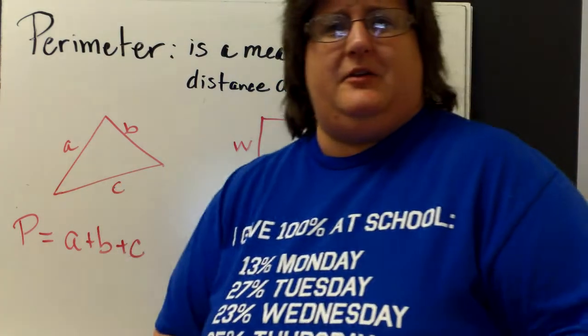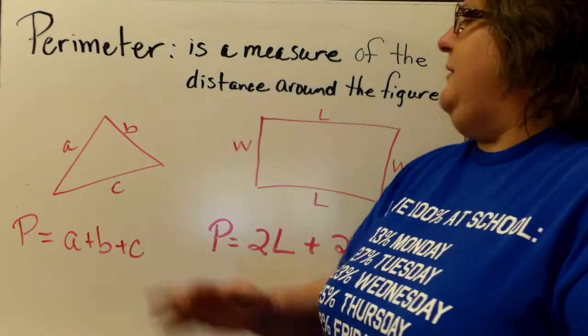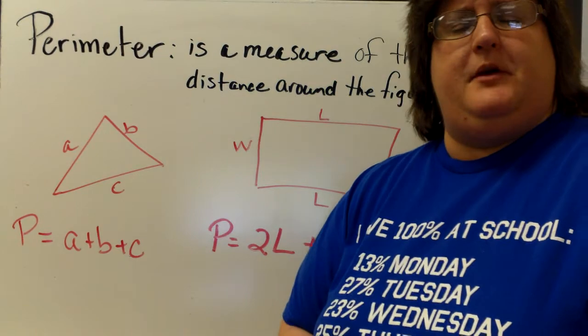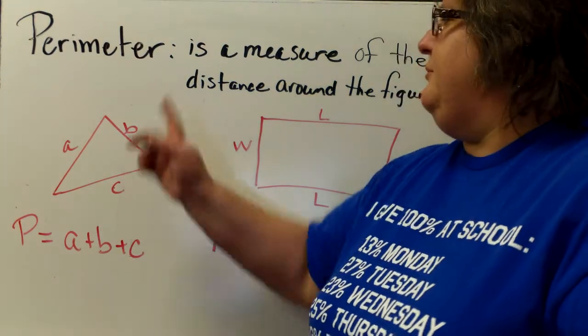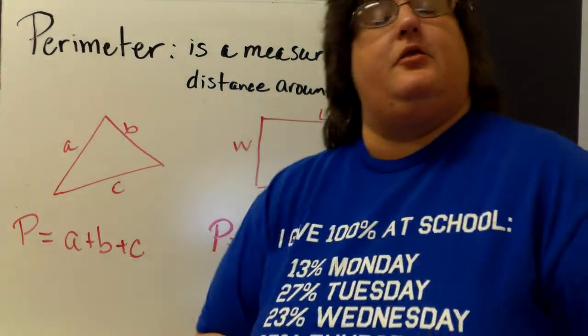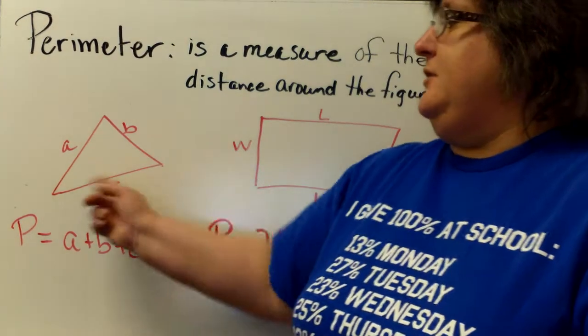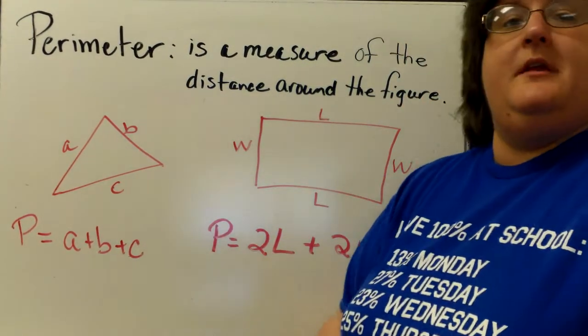I have up here a triangle and a rectangle. Don't even worry about the letters that are up there. But basically, the perimeter would be like getting a fence or an edging. The fact that it's the distance around the object.